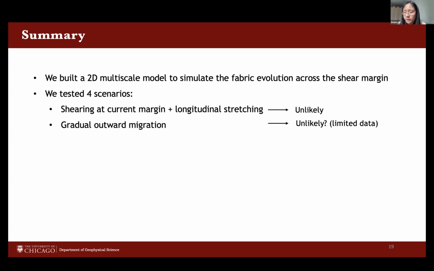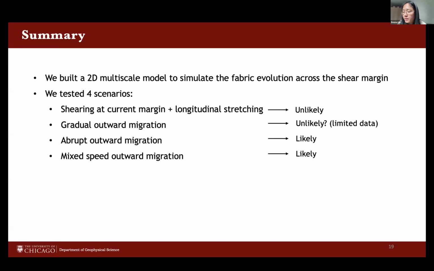And gradual migration is also unlikely given the data that we have right now, which is really not a lot. So we cannot completely rule it out, which is why I put a little question mark here. Abrupt and mixed speed migration are more likely, but again, tests are not exhaustive. Our results can only roughly match the pattern, but not the values.